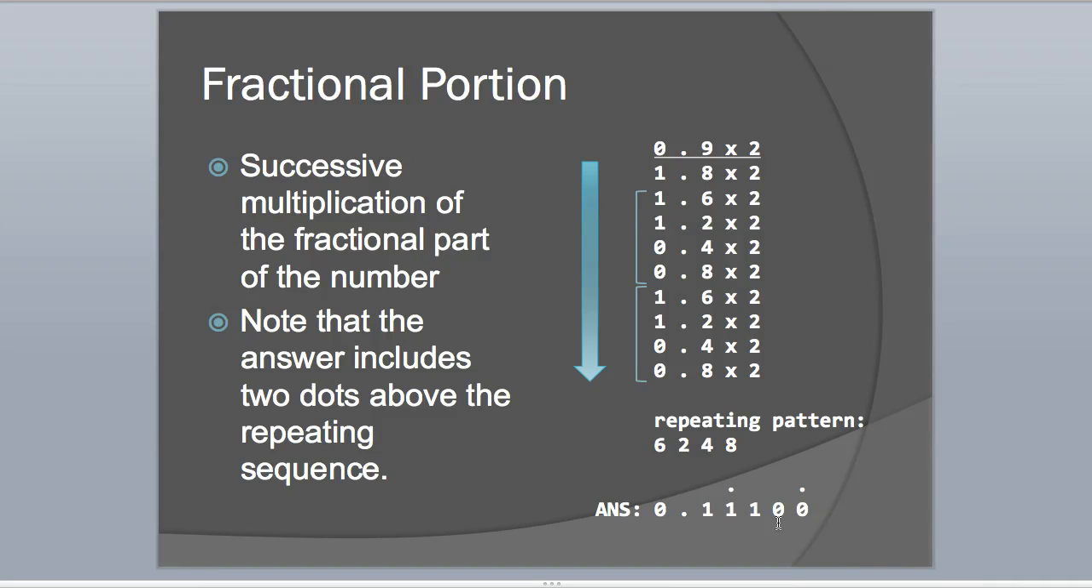So we have 1, 1, 0, 0, and we put a dot. And that's a little message to whoever's reading this answer that this just keeps repeating on forever. In other words, the number is irrational, right? Which means we can't get an exact result. This is really, really huge. This is the problem with floating point arithmetic.